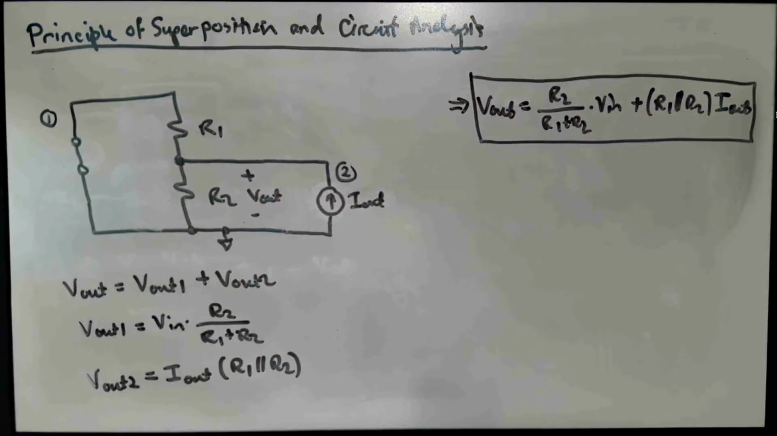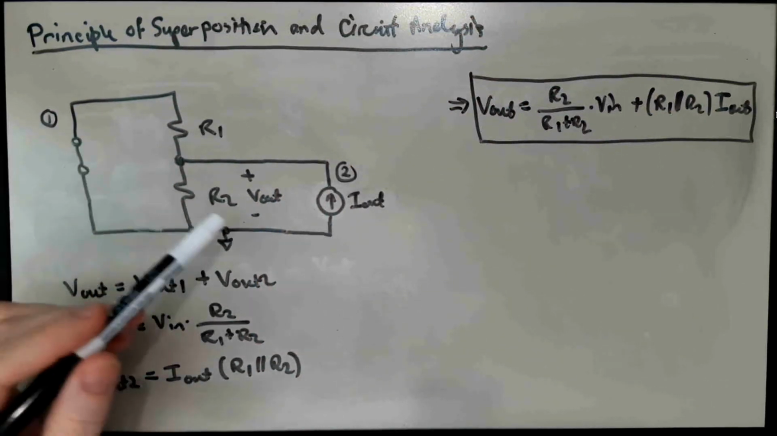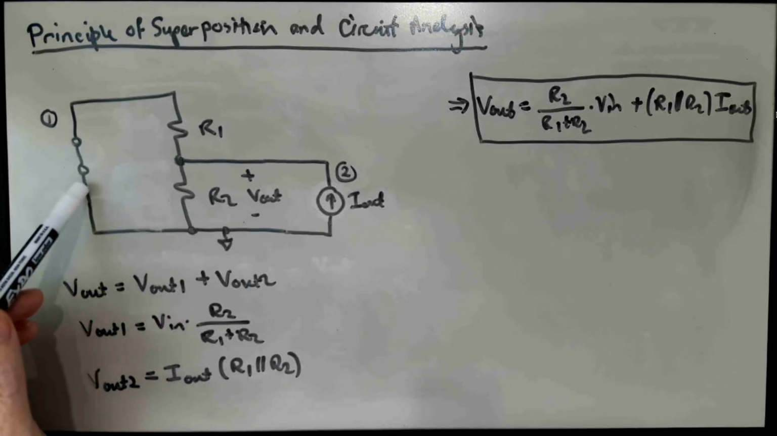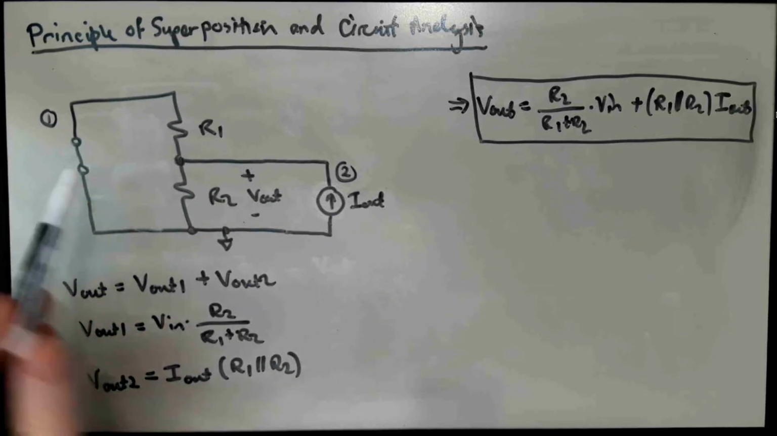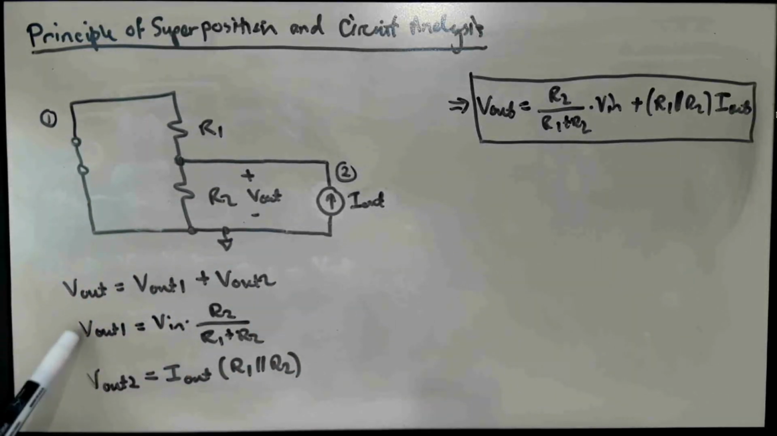And with a little practice, we might even be able to turn these sources off in our head without redrawing the circuit. And we might even be able to write down this answer in one step without having to write down these intermediate results. So I'm not saying that that should be something that you can do right off the bat, but it's certainly something that with a little bit of practice you can actually do.